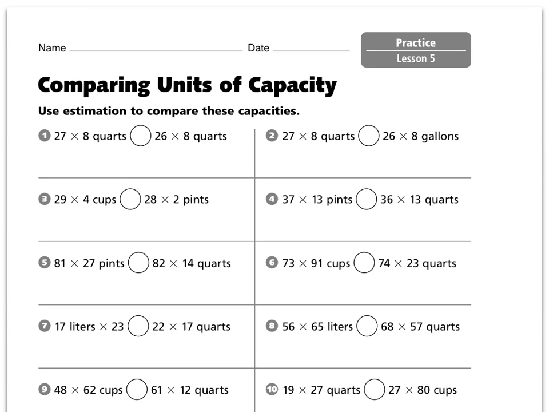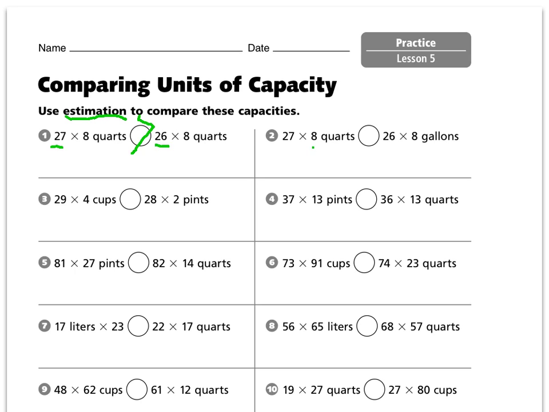Let's look at Chapter 15, Lesson 5, Practice, Comparing Units of Capacity. Use estimation to compare these capacities. Remember, estimate. You have 27 times 8 quarts versus 26 times 8 quarts. You know that 27 is greater than 26, so obviously 27 times 8 is going to be greater.